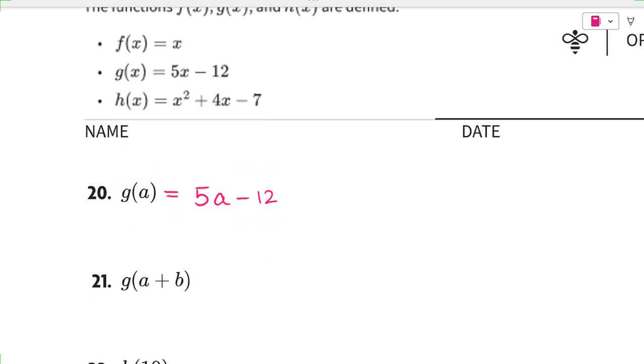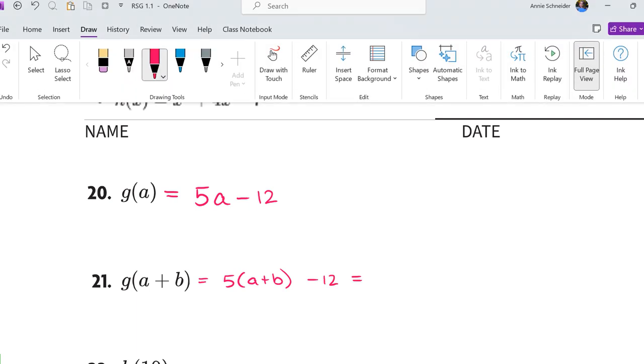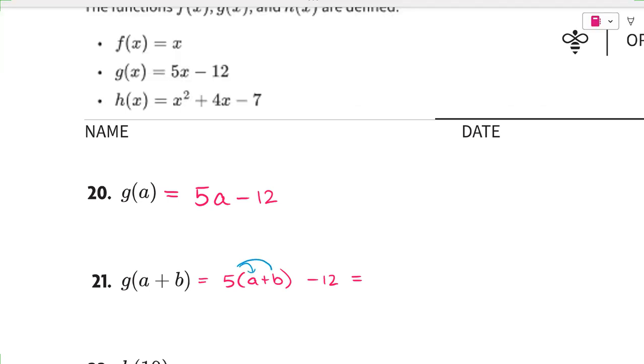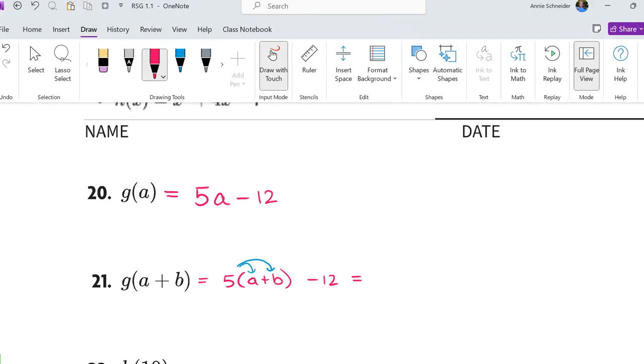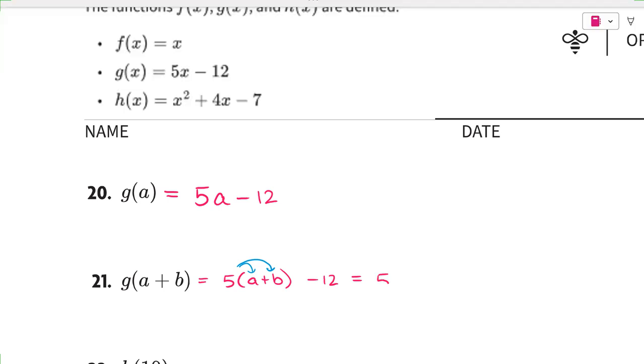So our next one, 5 times a plus b is the whole input, so I want to make sure that whole thing is getting multiplied by 5. So here the parentheses are really important. Let's make sure we distribute the 5 into the set of parentheses. So 5 times a is 5a, 5 times b is 5b. Again, none of these are like terms, so that's really as simple as I could write this. So g of a plus b equals 5a plus 5b minus 12.